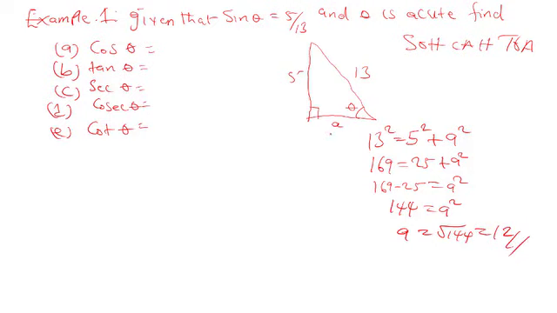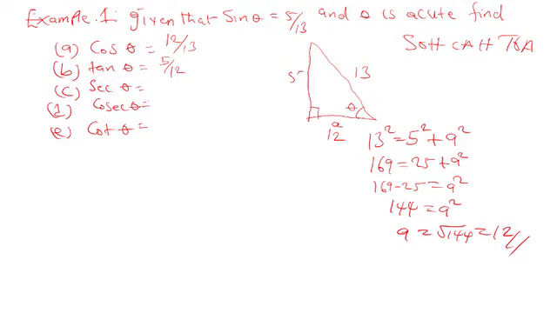Now if this point is 12, let's start applying SOHCAHTOA. Cos being the first thing that we are required to submit, cos theta is adjacent, which is 12, over hypotenuse, 13. We are done with cos theta. Then that of tan theta is opposite, which is 5, all over adjacent, which is 12. We are done with this.